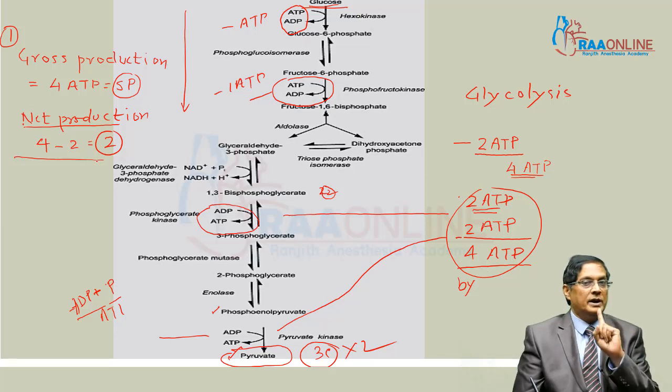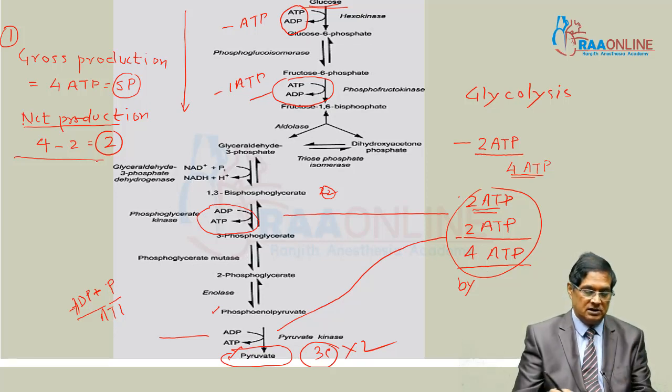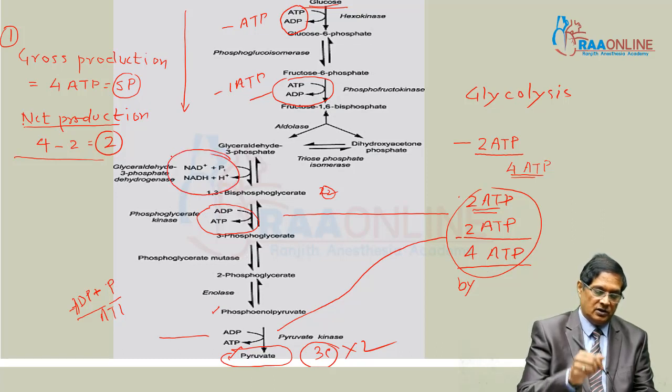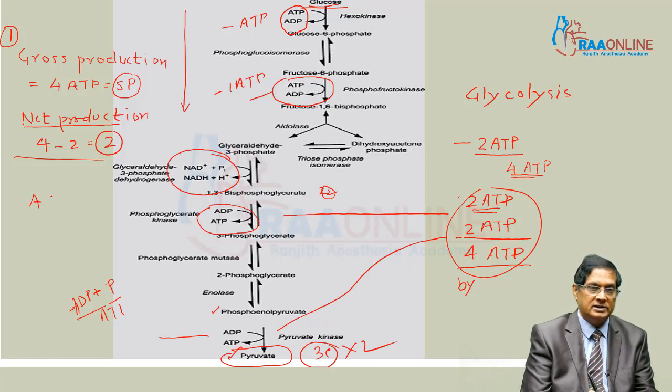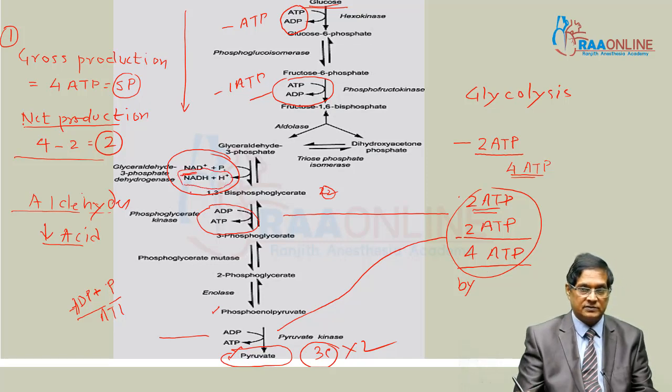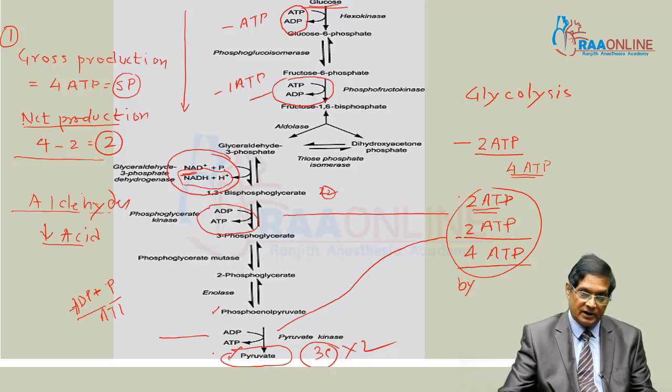And this is the only one oxidation step, in which aldehydes are oxidized into acid, and the oxidizer is NAD. So what is formed? NADH plus H is formed. And the final product is pyruvic acid.